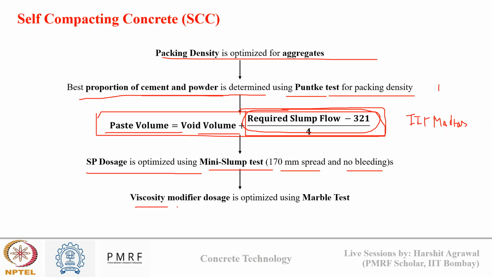And the viscosity modifier dosage is also optimized using the March cone test, or Marsh cone test. Using the Marsh cone test we optimize the viscosity of the concrete so that there is no segregation even with such a high slump value.